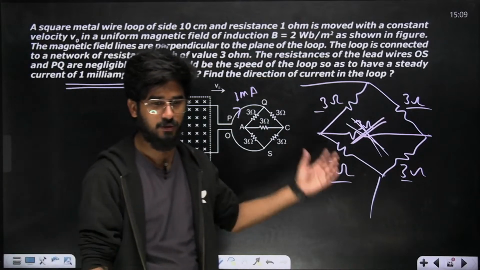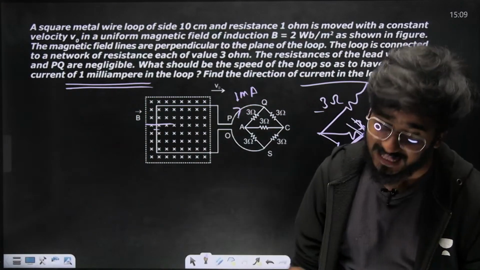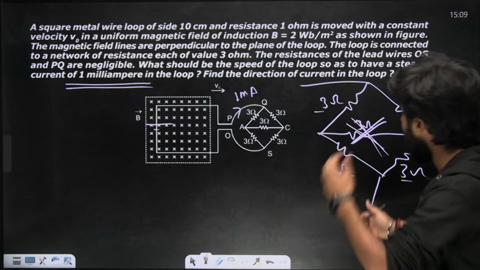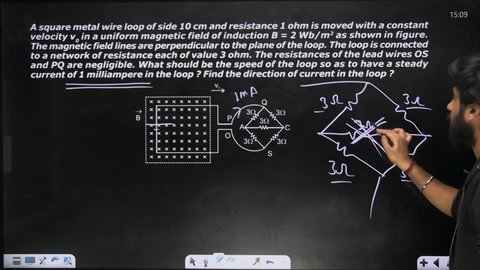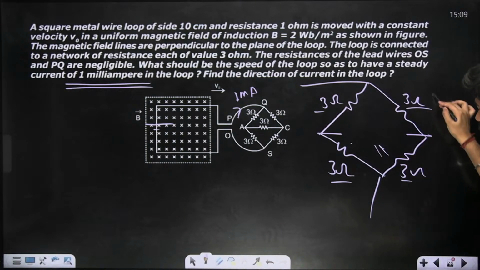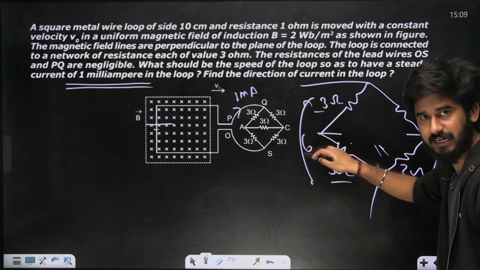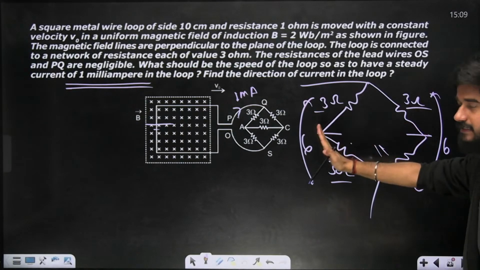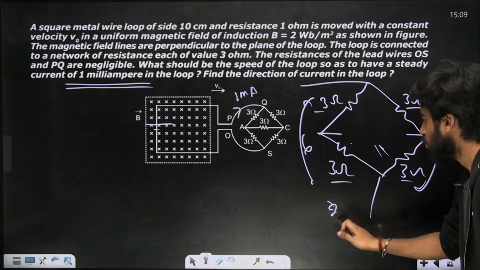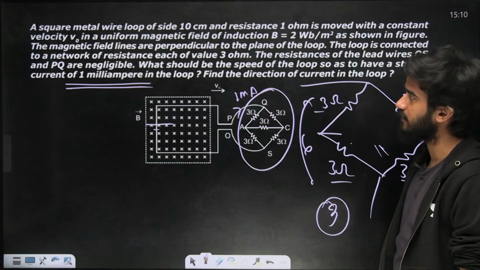The current through this particular wire will be negligible. Yes, we have to find the total resistance. So if this particular wire is removed, the total resistance 3 plus 3 means 6. And this 6 and this 6 are in parallel. So 6 and 6 in parallel give 3. So the total resistance of this circuit is 3.